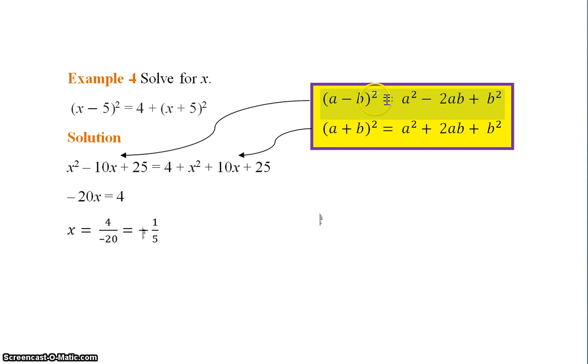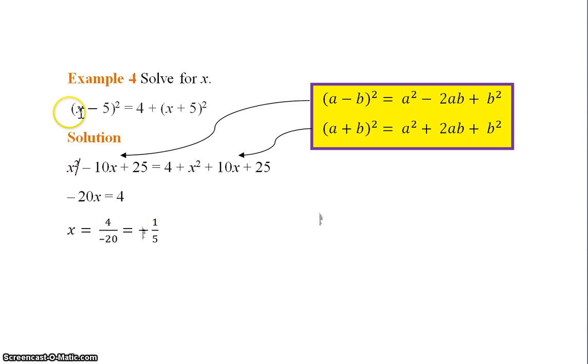The first formula is the square of a difference, the square of a minus b. It equals the square of the first term, a squared, minus twice the product of the terms a and b, plus the square of the second term, b squared. The other formula is called the square of a sum. It is the square of the first term, a squared, plus twice the product of the terms, 2ab, plus the square of the second term.